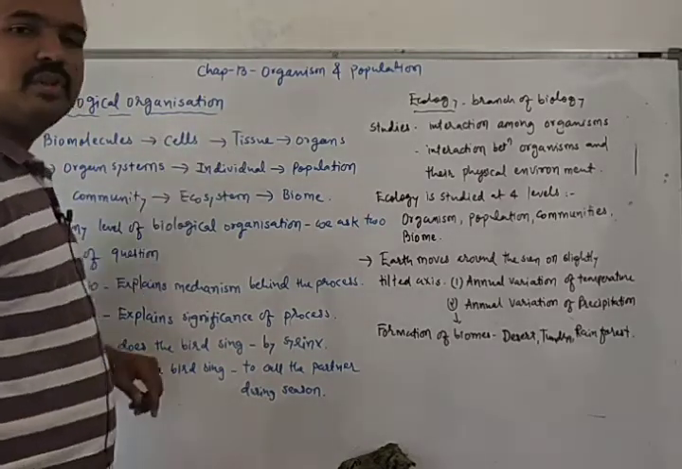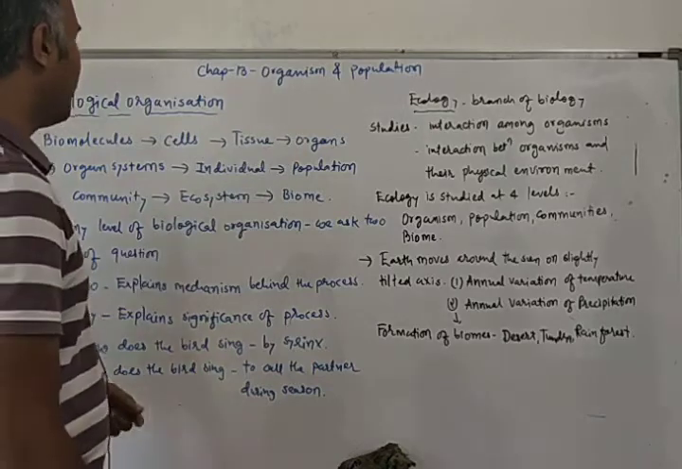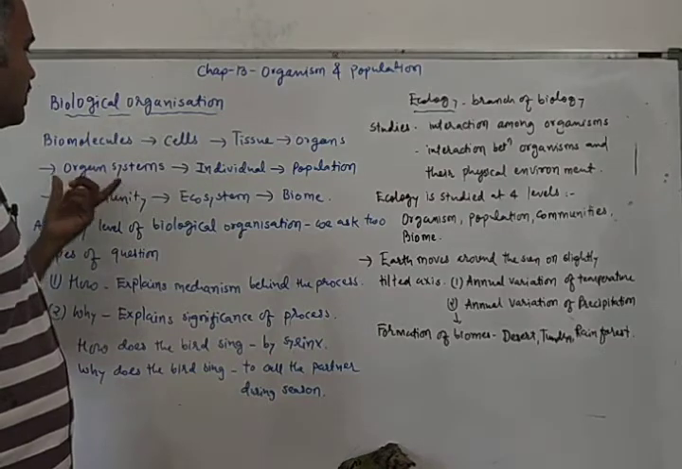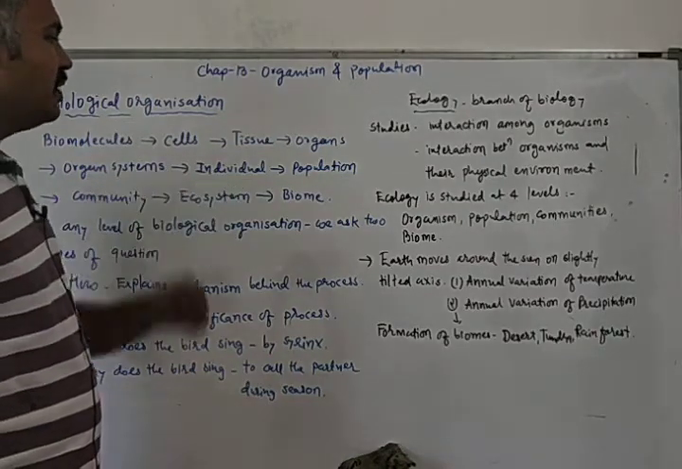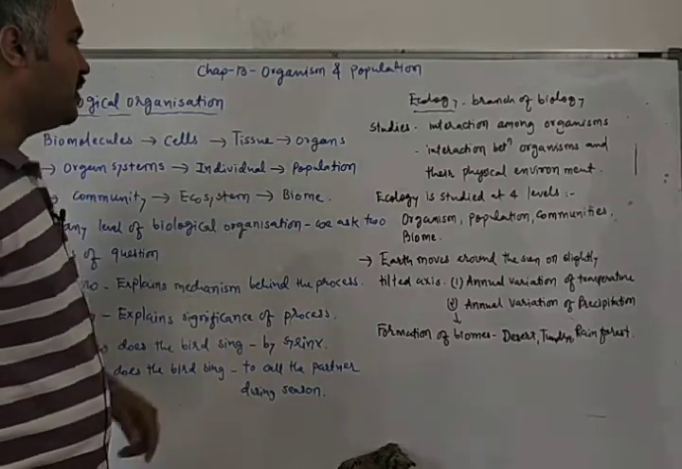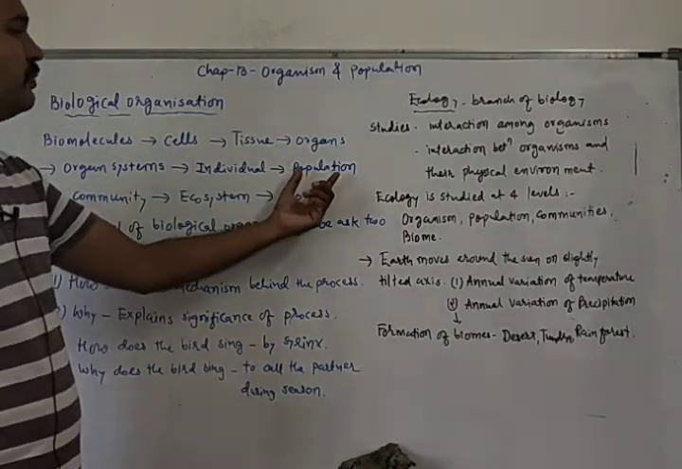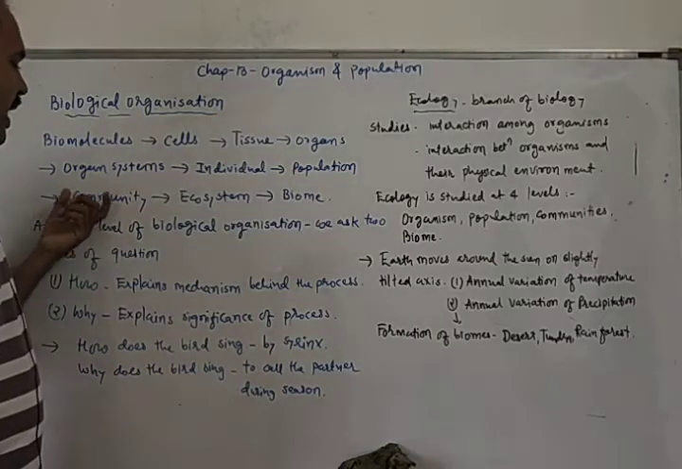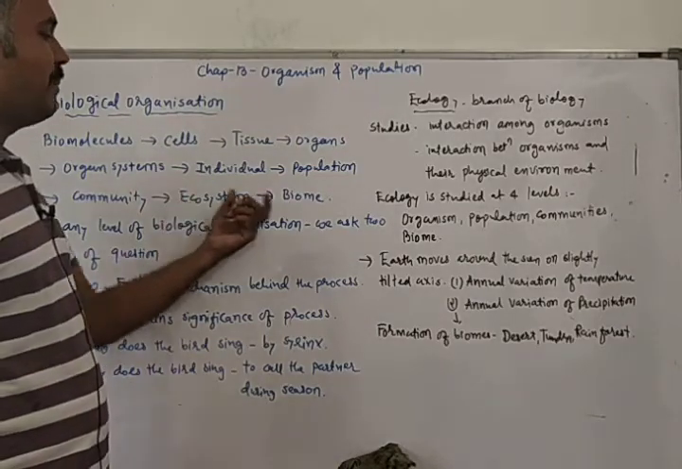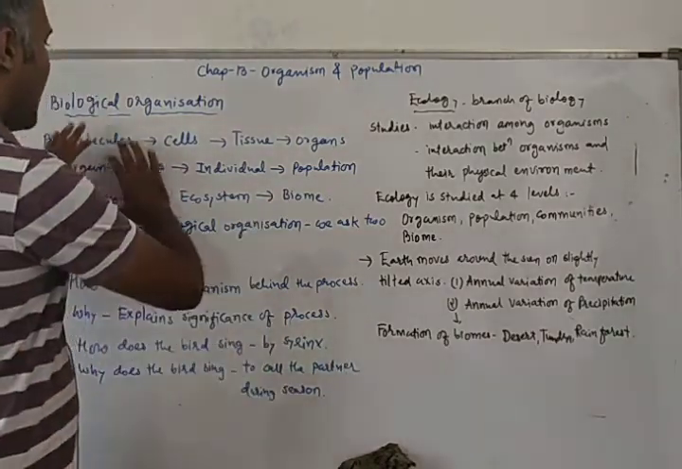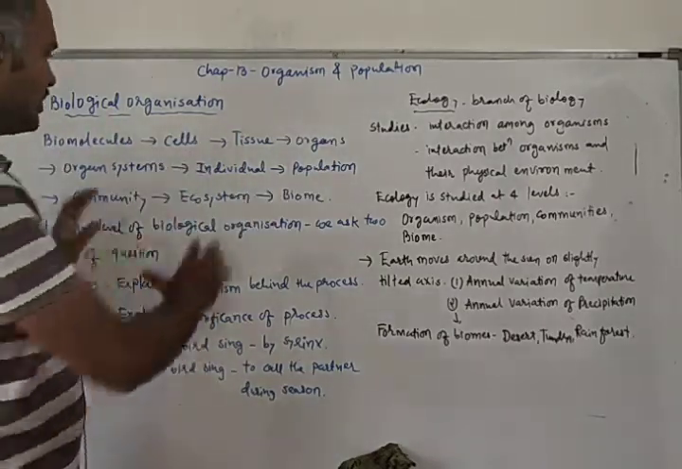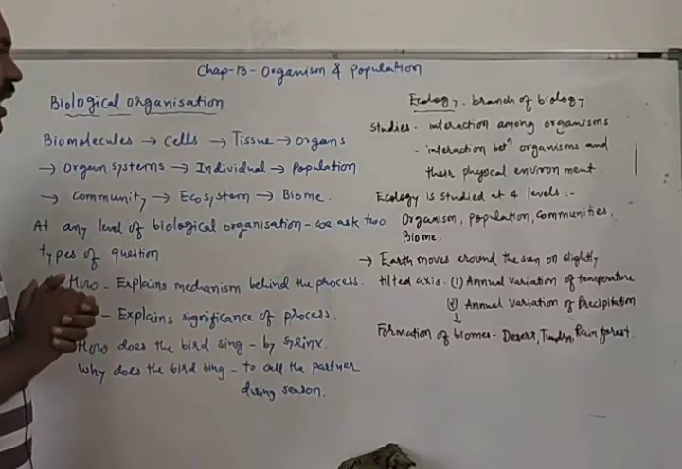Cells unite to form tissues. Tissues unite to form organs. Organs unite to form organ systems. And organ systems will form an individual, and many individuals of the same species will form a population, and different populations will unite to form a community, and different communities will form an ecosystem, and many ecosystems are part of the biosphere. This ascending arrangement is known as biological organization.